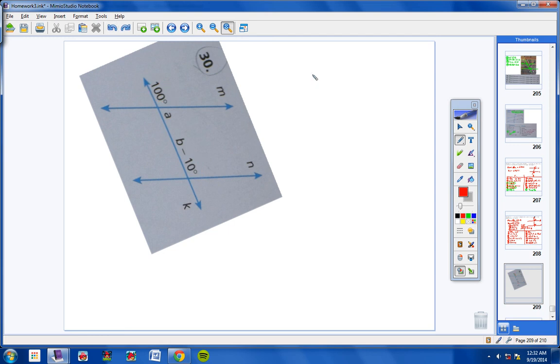So 100 degrees equals B minus 10. All right? And so now we're going to add 10 to both sides. 110 equals B. Now, A is not too difficult. We have a linear pair. Here's a straight line with a line coming off of it, so they have to add up to 180. So if this is 100 degrees here, then A is obviously 80 degrees.